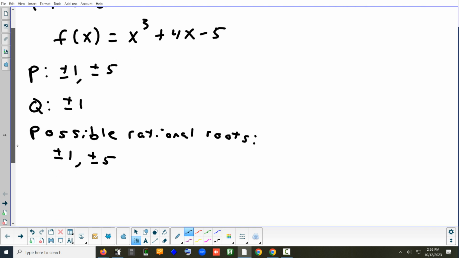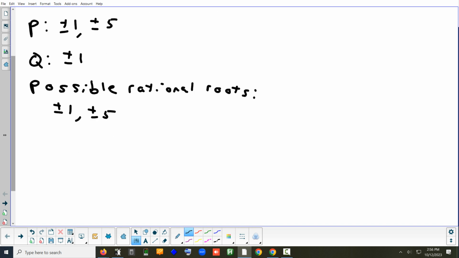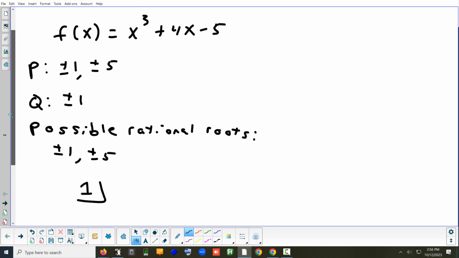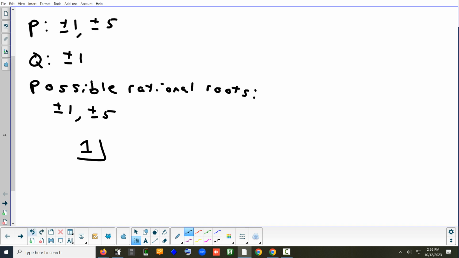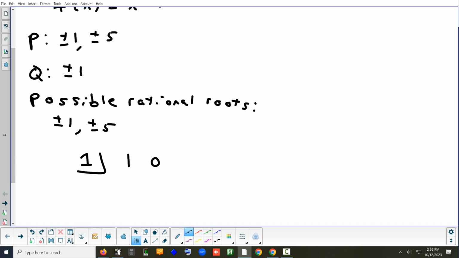So now, what are we going to do with the 1 to turn this cubic into a quadratic? Use synthetic division. Yep, we're going to divide through synthetically by the number 1. And what would my coefficients be? 1, 4, -5. Oh, no. 1, 0, 4, -5. 1, 0, 4, -5.